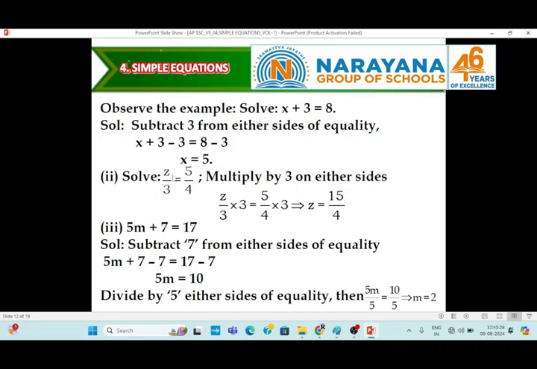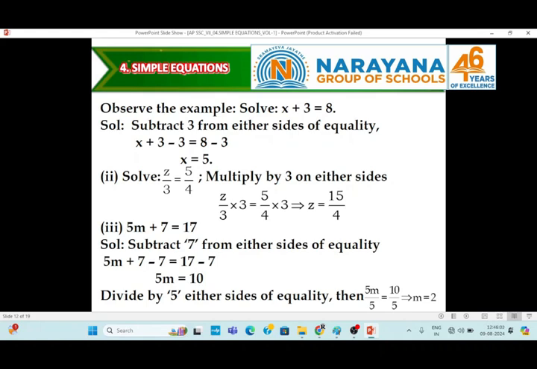Again, solve z by 3 is equal to 5 by 4. So here 3 is dividing z. Then if you want to cancel 3, we should multiply. So multiply by 3 on either side of the equality sign. Then z by 3 into 3, 5 by 4 into 3. So 3 getting cancelled. So z is equal to 3 fives are 15 by 4. Whenever we have a whole number, obviously it belongs to the numerator only.